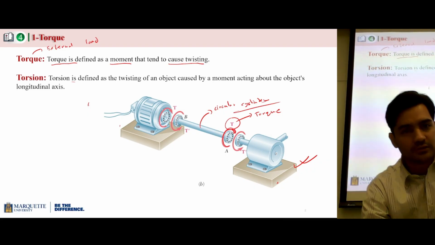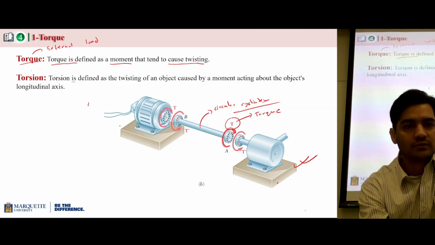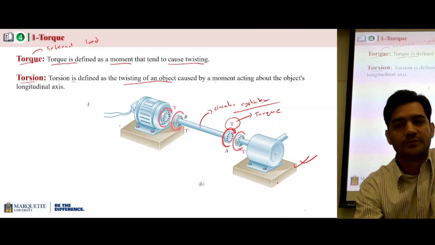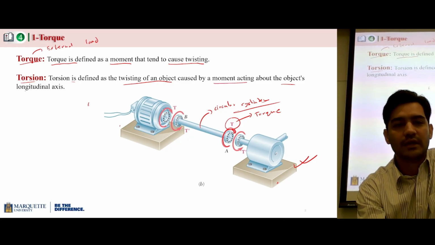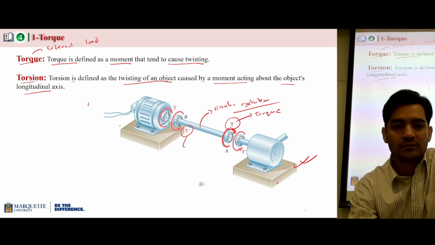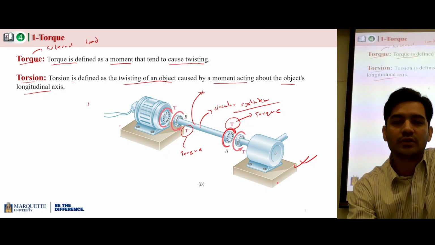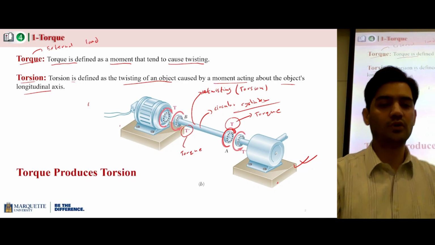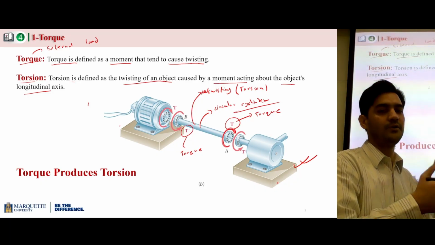So what is torsion? Torsion is defined as twisting of an object caused by a moment acting about its longitudinal axis. Basically, the applied load is called torque, and it is going to result in twisting. Twisting is also called torsion. So what I want to say is that torque produces torsion.